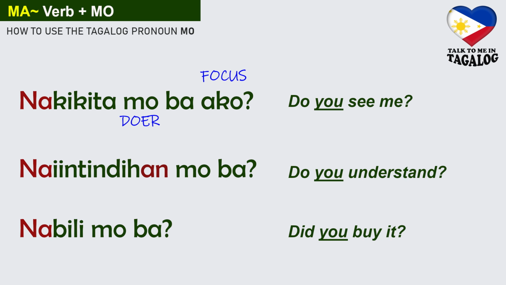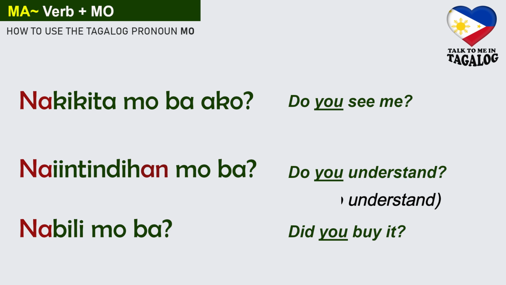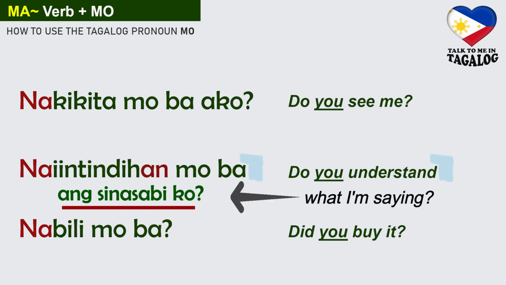Next, naiintindihan mo ba? Naiintindihan is the present form of maintindihan, meaning to understand. So it means, do you understand? The focus of this sentence is what is being talked about. Let's make the sentence more specific. Naiintindihan mo ba ang sinasabi ko? Meaning, do you understand what I'm saying? What I'm saying is the focus of the sentence.